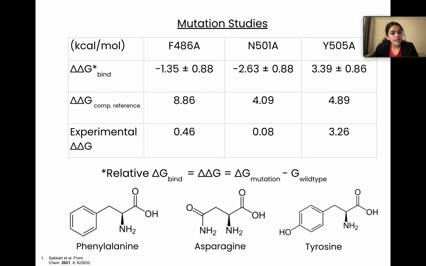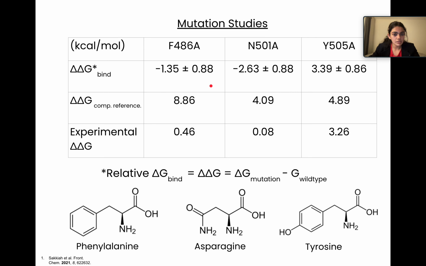And now on this slide, I've shown three of the mutations that we have studied thus far in this first round, as well as the DDG that we have calculated. So that's the relative change in the binding free energy. And as we can see, the DDGs that our pipeline calculated for these residues estimate the binding free energy a little bit better than another computational reference.